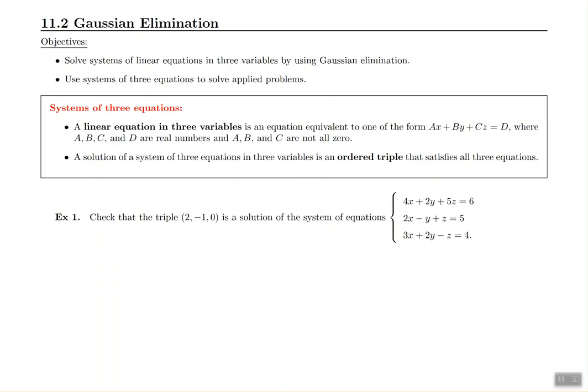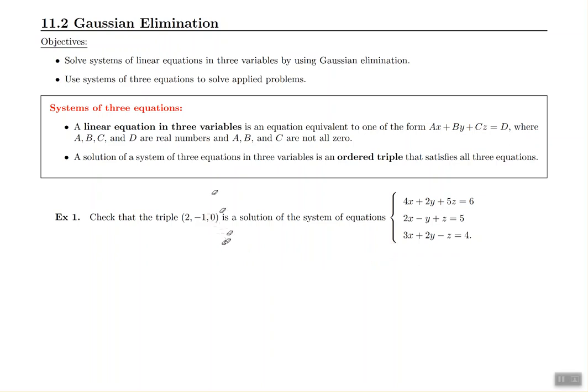In section 11.1, we discussed how to solve systems of two equations with two unknowns. We started the section by first looking at whether the pairs were actual solutions or not. In this section, we will do something similar. We will start by checking whether a triplet, so three numbers, are the solutions of a system with three equations and three variables. We call these systems of three equations with three variables.